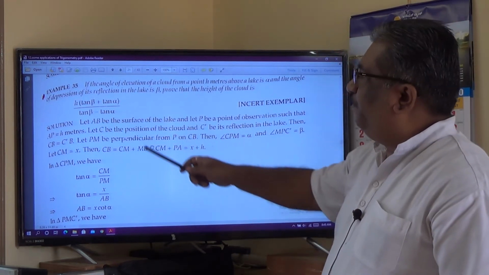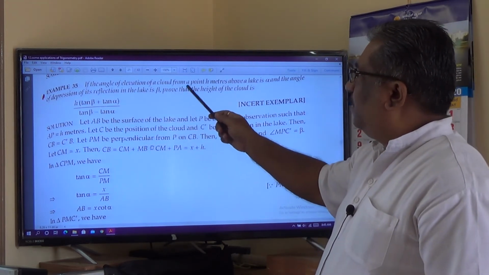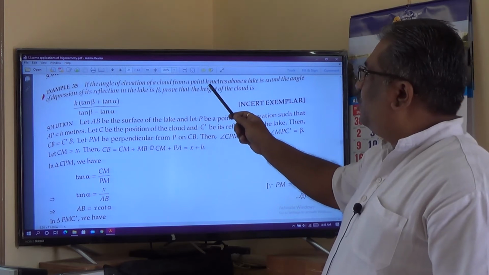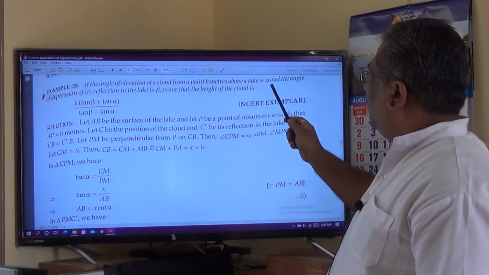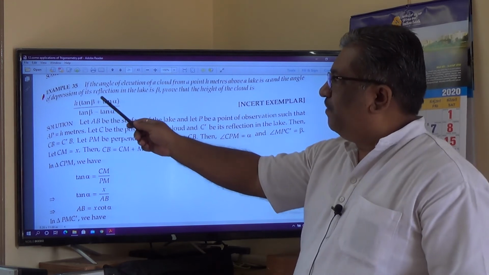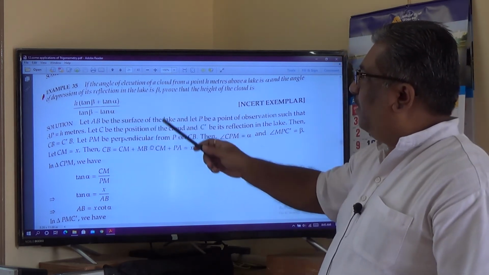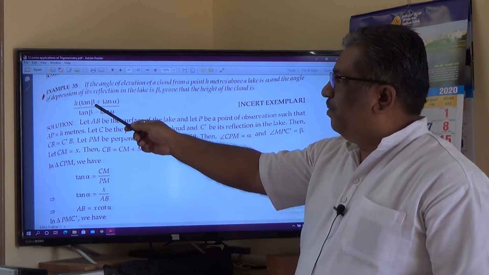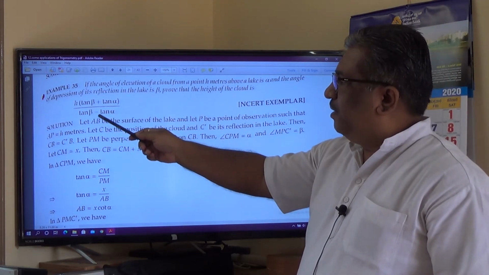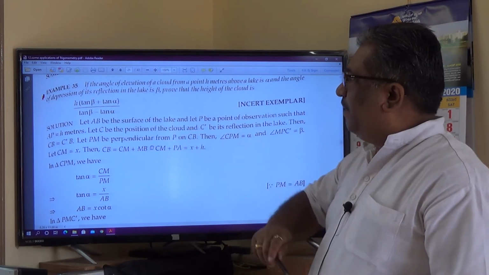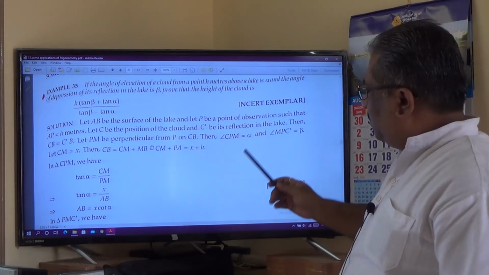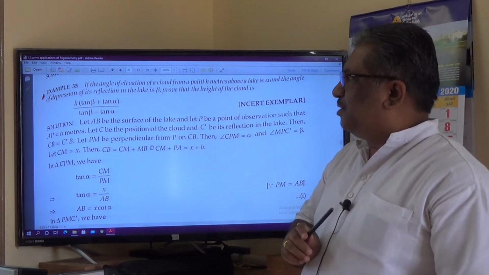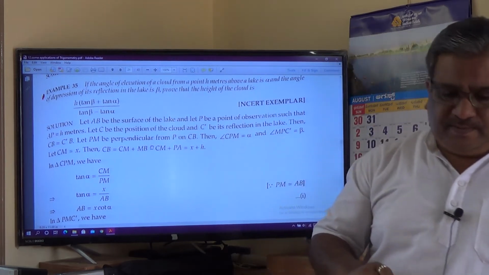Example 35. If the angle of elevation of a cloud from a point h meters above the lake is alpha and the angle of depression of its reflection in the lake is beta, prove that the height of the cloud is given by h into tan beta plus tan alpha, the whole divided by tan beta minus tan alpha. It is NCERT exemplar and I think it has also appeared in previous years. So let us try to solve this on the board.